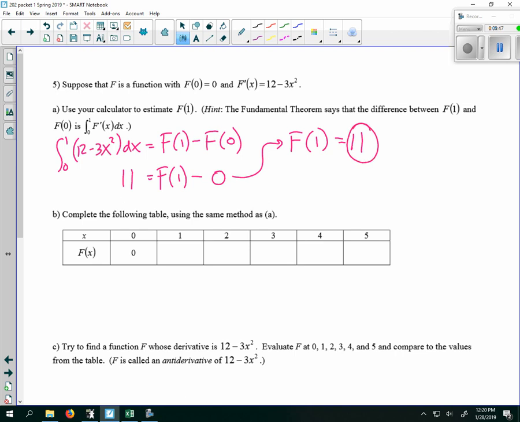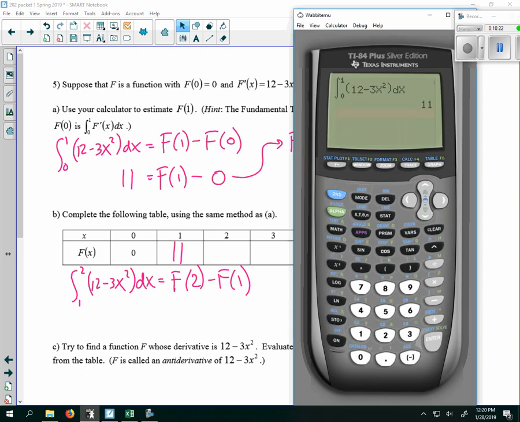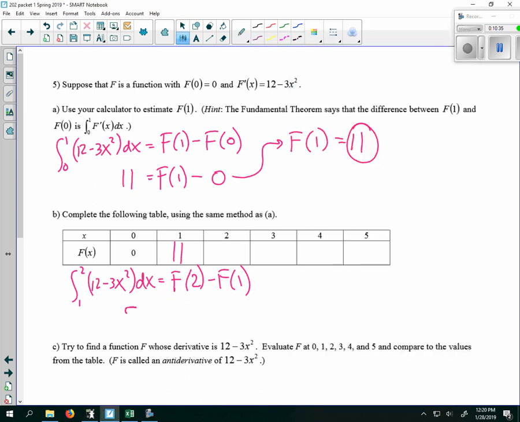Okay, so I want to complete this table using the same method from part A. So I now know that this is 11. And then f of 2 I can get by integrating from 1 to 2. The integral from 1 to 2 of 12 minus 3x squared dx equals f of 2 minus f of 1. So I have to get my calculator to tell me the integral, the area under the curve. So I can hit second enter to just pull up exactly what I just had, and I'm going to change the bounds from 1 to 2. And we get 5. So 5 equals f of 2, don't know, minus f of 1, which is 11, which means f of 2 is 16. Continue on with this for 3 more values.